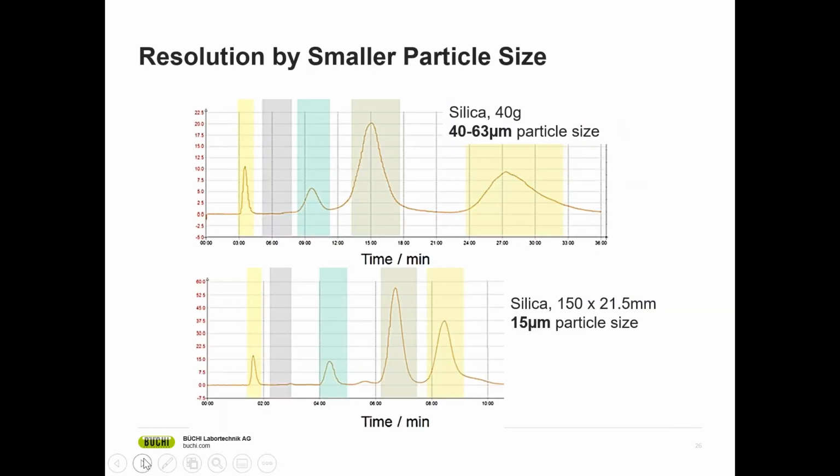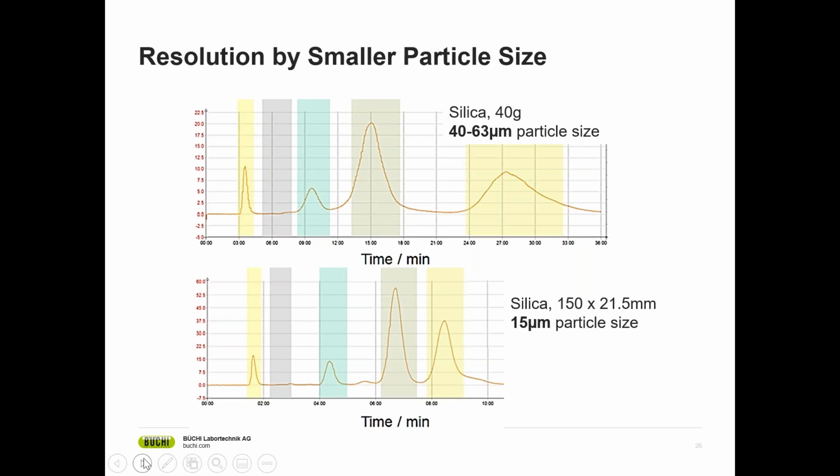In this slide, you can see a nice example of a spinach extract that was once separated with a flash cartridge with rather larger particle size, and the same separation with a 15 micron particle size column. Both column and cartridge dimensions are more or less the same. What you can nicely see is that the particle size difference has a big impact on the quality of the separation.